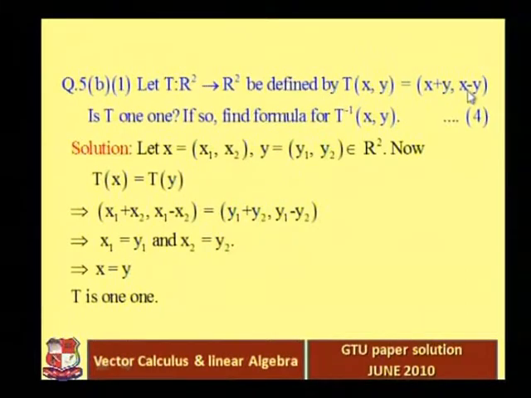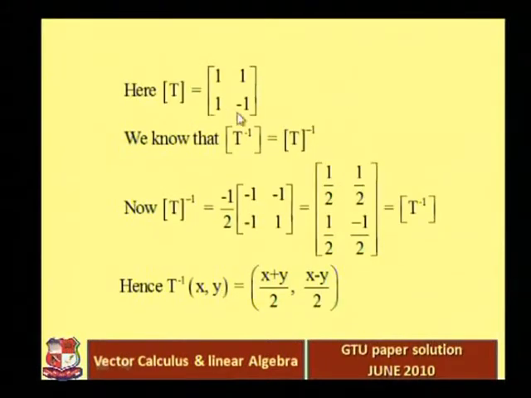Now consider the second coordinate, x minus y. In the second coordinate, what is the coefficient of x and y? 1, minus 1. So that is our second row for the standard matrix. So here our standard matrix for the transformation T has first row 1 1 and second row 1 minus 1. Now we also know that the standard matrix for T inverse is exactly the inverse of the standard matrix of T.